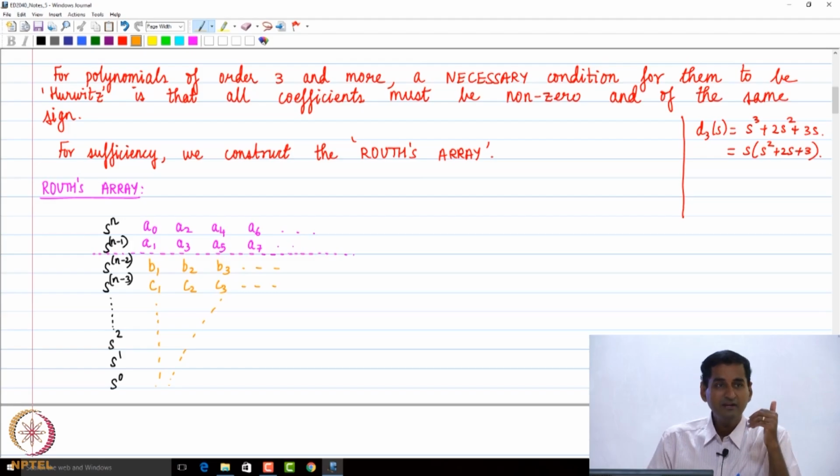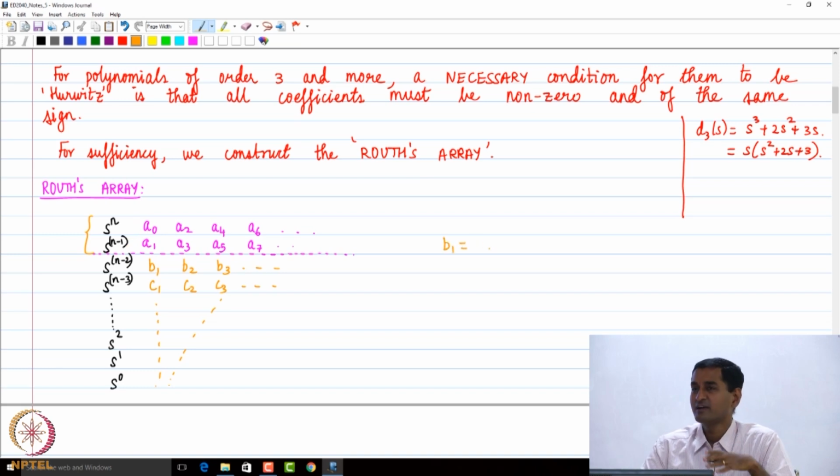If I want to calculate the coefficient b1, or any coefficient in any row, I consider the coefficients available in the two rows immediately above that row. Here b1 appears in the S power n minus 2 row, so I consider the two rows immediately above, S power n and S power n minus 1. I am not proving this, only stating the result. b1 is equal to (a1 times a2 minus a0 times a3) divided by a1.